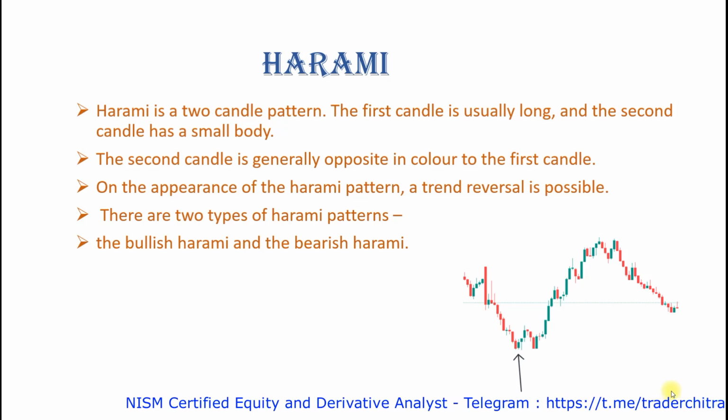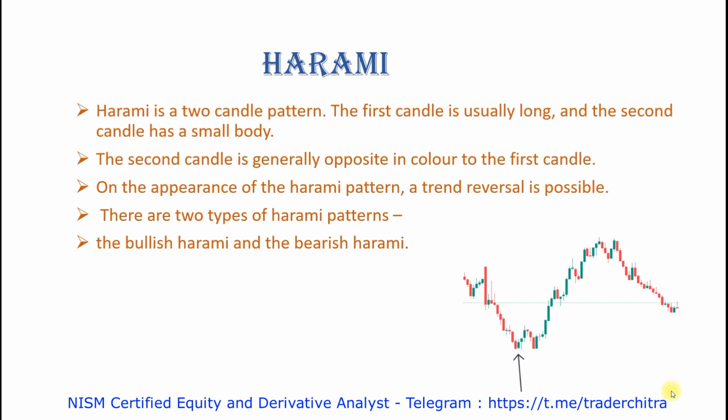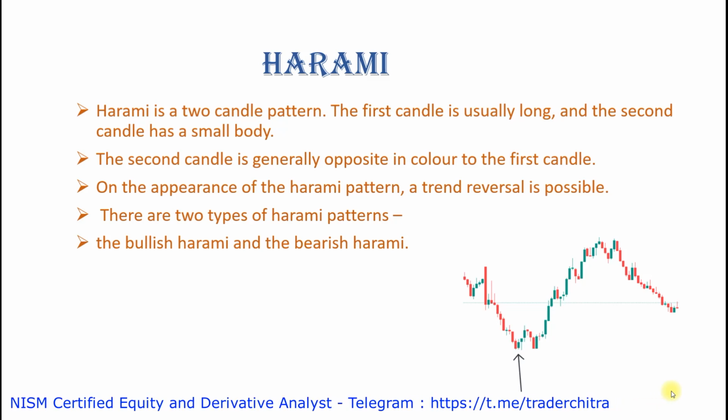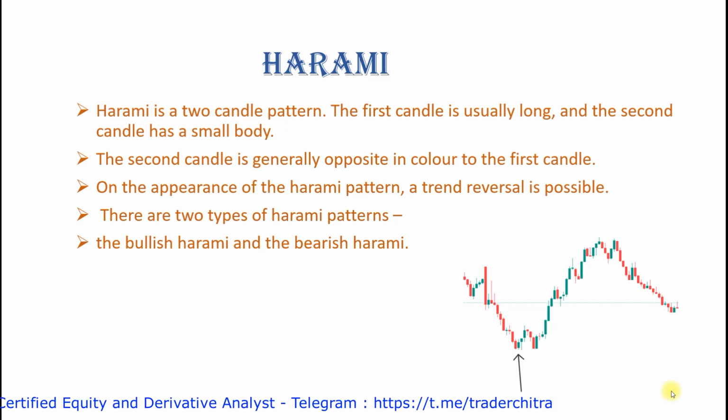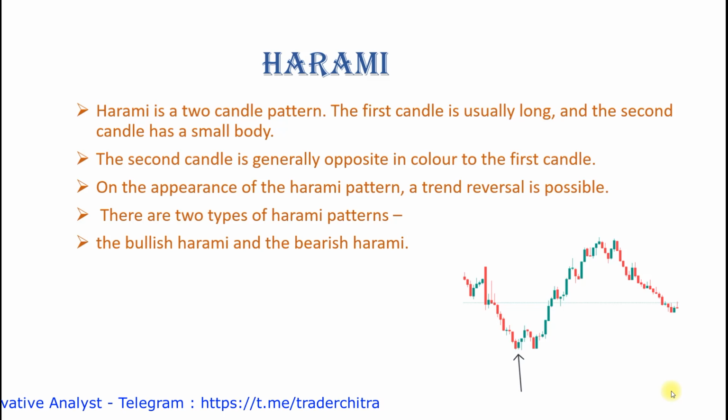For example, we have two Harami patterns, that is bearish Harami and bullish Harami. On the appearance of a Harami pattern, a trend reversal is possible. If we are in a bullish trend, we can expect a bearish trend after the Harami candlestick pattern. So, we can take a reverse trade at that particular point. There are two types of Harami patterns. One is bullish Harami and the second is bearish Harami.